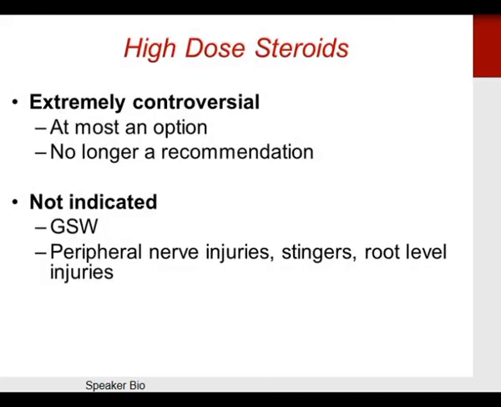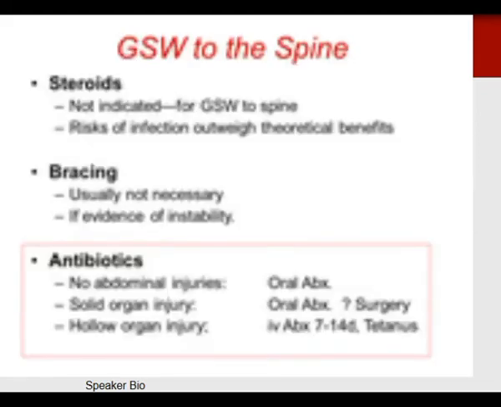The use of high-dose steroids in spinal cord injuries is becoming more controversial. At best, it's considered an option; it is no longer recommended or considered a gold standard. Remember that it's not indicated in patients who have gunshot wounds to the spine or patients who have peripheral nerve injuries. It's only for spinal cord injuries. So patients with stingers and nerve level injuries are not indicated for high-dose steroids.